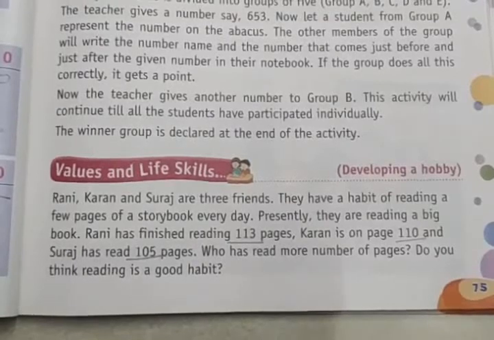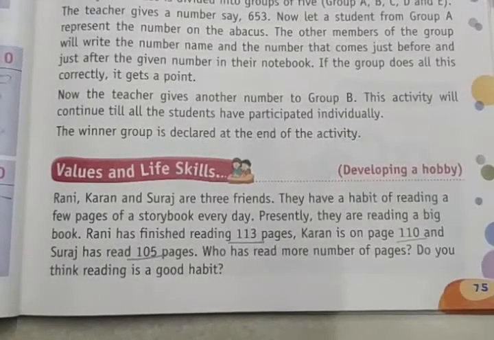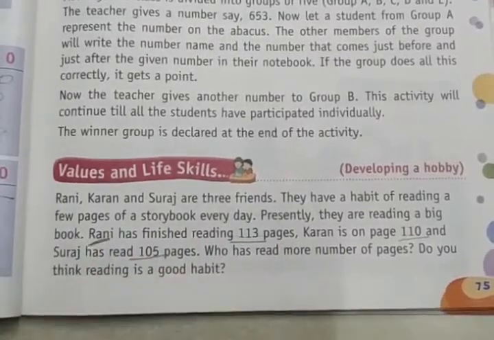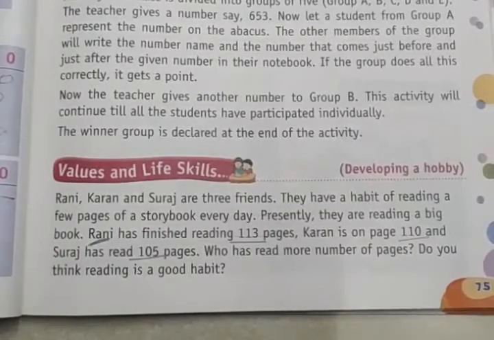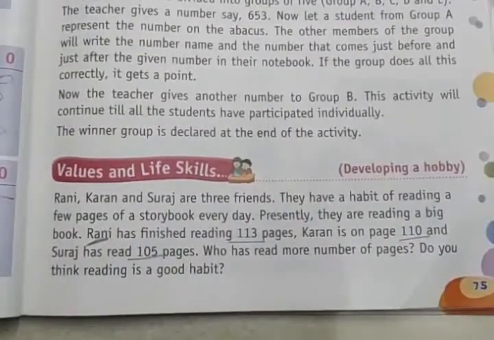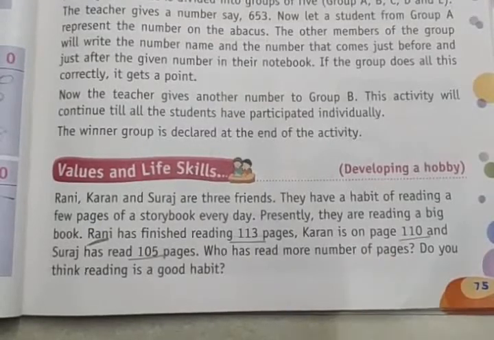So here, Rani has finished reading 113 pages, Karan has finished reading 110 pages, Suraj has read 105 pages. So of course Rani has read more number of pages, when compared with Karan and Suraj. Clear? So this is all about the value and life skills, and this is all about unit number 2 of mathematics. If you find any doubts in this lesson, you may give me a call and refer to the page number so that I can help you understand better.